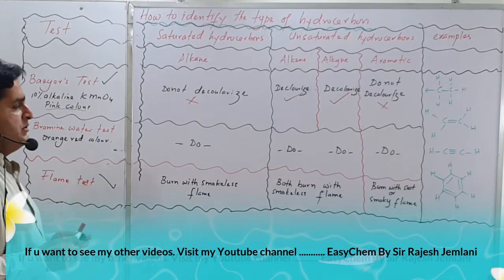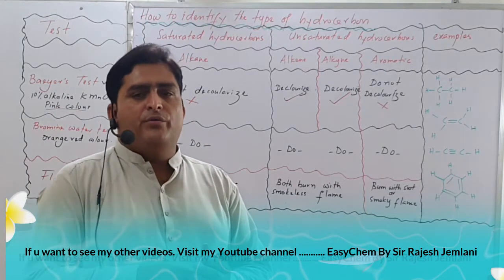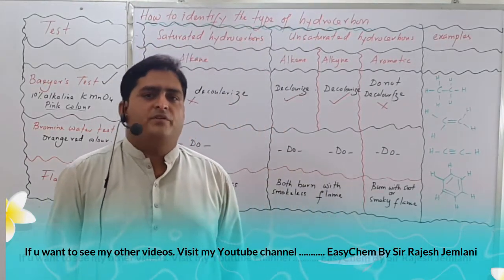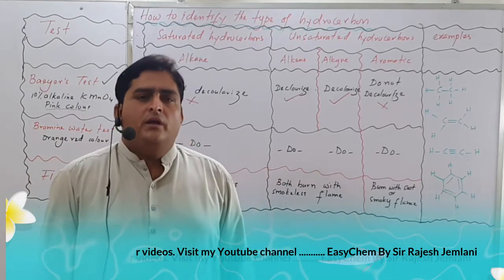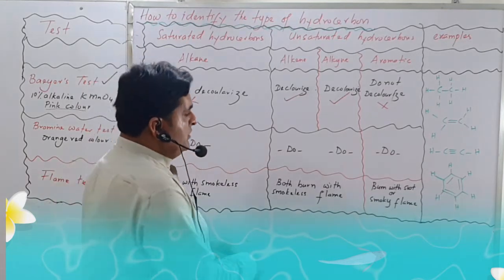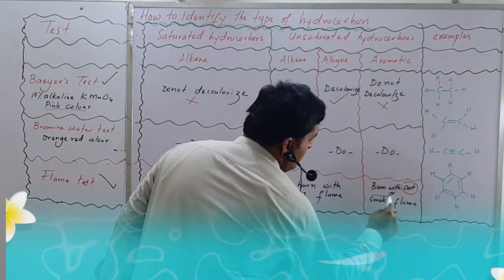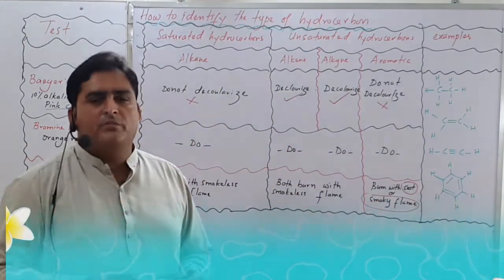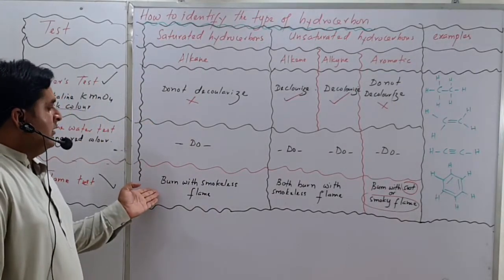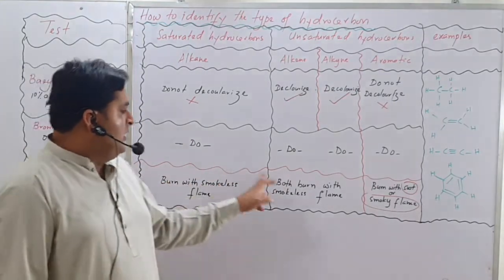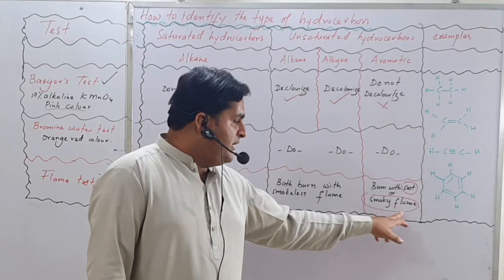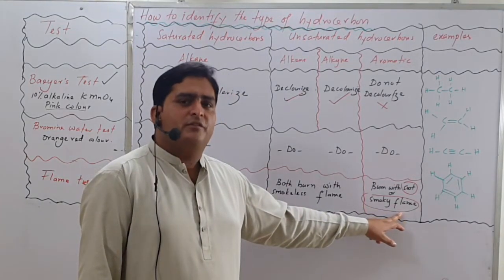Similarly, the third test is the flame test. Flame test is used for the identification of aromatic compounds. Aromatic compounds have a very high percentage of carbon. Due to the very high percentage of carbon, they do not burn with a smokeless flame. They burn with a smoky flame. They burn with soot. When any aromatic compound is burnt, it produces smoke. When we burn an alkane, it will not produce smoke. Alkenes do not produce smoke. Alkynes do not produce smoke, but an aromatic compound such as benzene will burn with smoke.